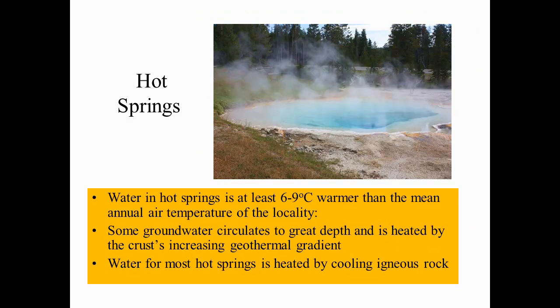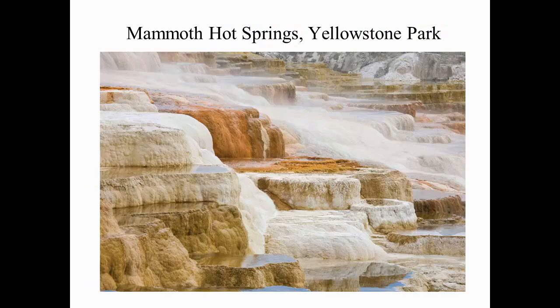Now, water in hot springs is at least 6 to 9 degrees warmer than the mean annual temperature of a particular locality. Some groundwater circulates to great depths and is heated by the crust's increasing geothermal gradient, oftentimes guided by deep faults. But water in most hot springs tends to be heated from cooling igneous rock. For example, Mammoth Hot Springs in Yellowstone Park is heated by an underground magma chamber.